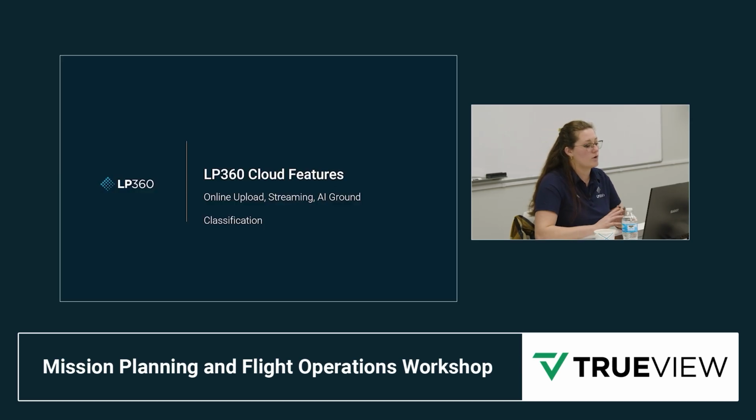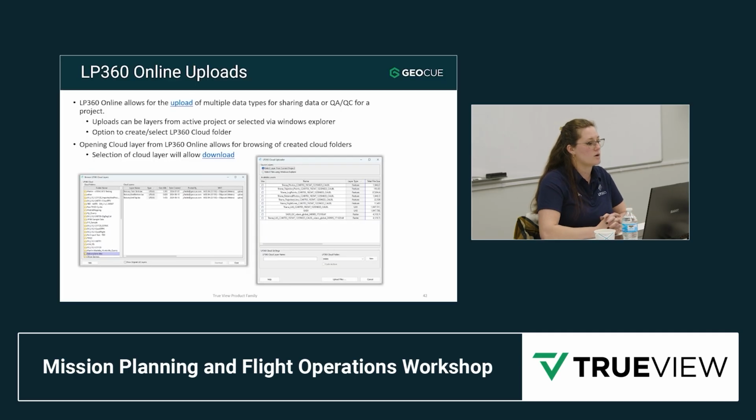Now, moving into some of our cloud features, because we do offer multiple through the LP360 Cloud. The first one we're going to talk about is just being able to upload and download data. Now, this does require your cloud collaborator license if you would like to store data in the cloud long term, but it is very user-friendly. It allows you to upload data sets either from an open project, as you can see here, that's what I have my option for, or you can upload files from your Windows Explorer.